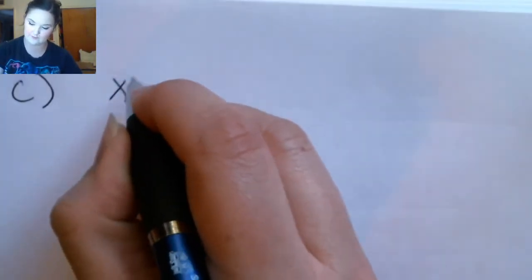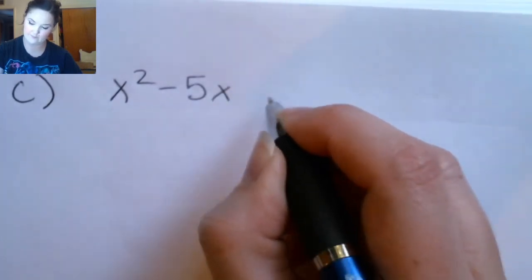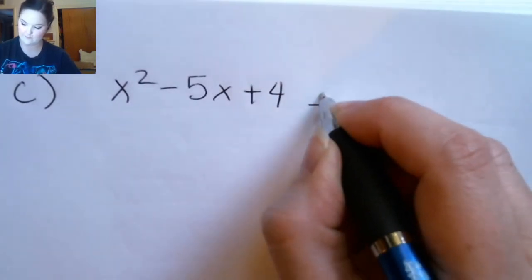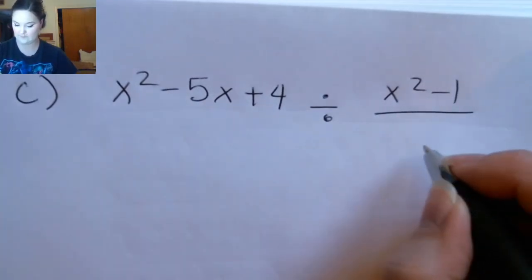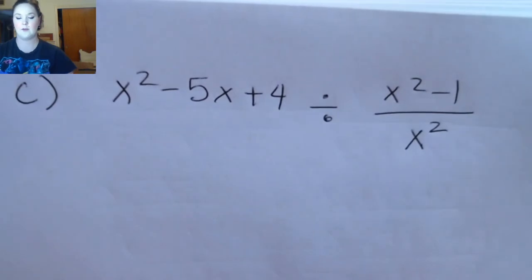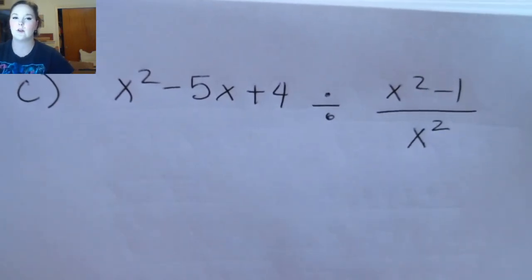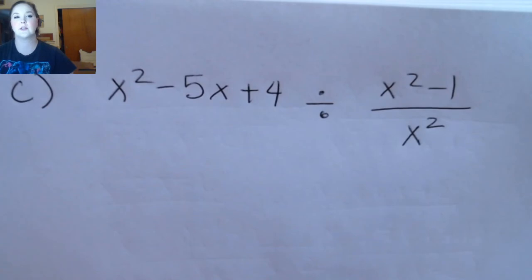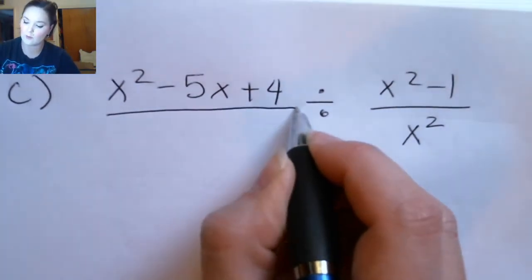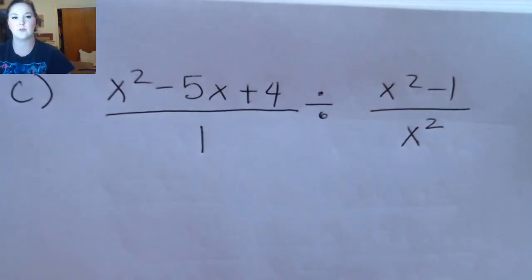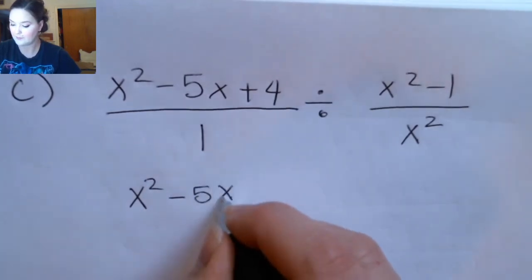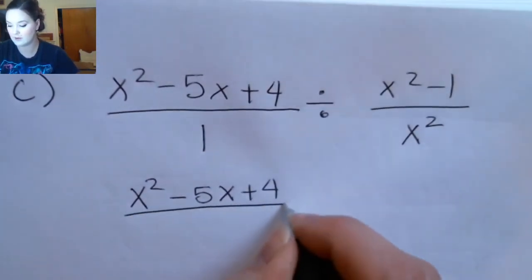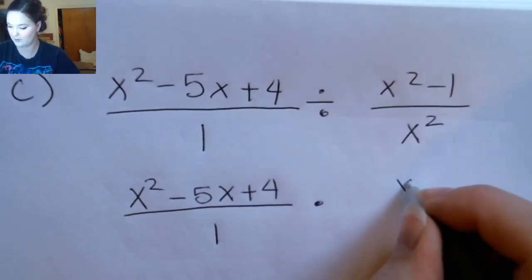Let's do this one. Now, the key to get started on this one is when you have a fraction and something that's not a fraction, remember what you do. The thing that's not a fraction, you can always put it over 1 to turn it into a fraction. And this is no exception. So we'll do that, and we'll change to multiplying by the reciprocal.